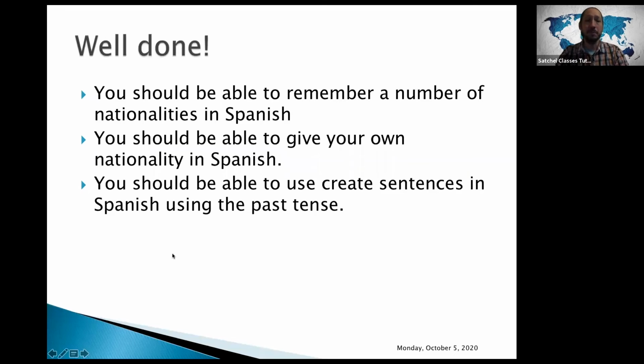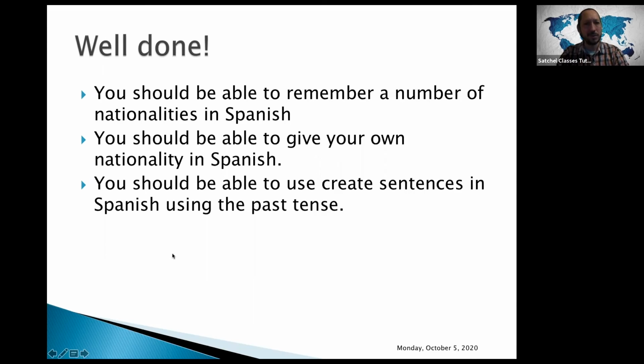So by now you should be able to remember a number of nationalities in Spanish. Let's revise some of those. Colombiano, colombiana, peruano, inglés, galés, escocés, irlandés, estadounidense, japonés, mexicano, chino, china. I'm sure that by now, when you listen to me saying these sentences or these words, you are able to understand what I am saying to you. You should be able to give your own nationality in Spanish. So for instance, in my case, soy colombiano.